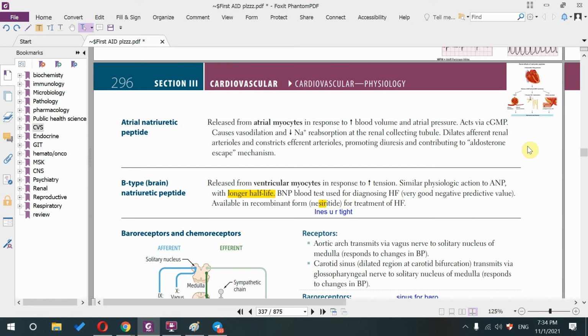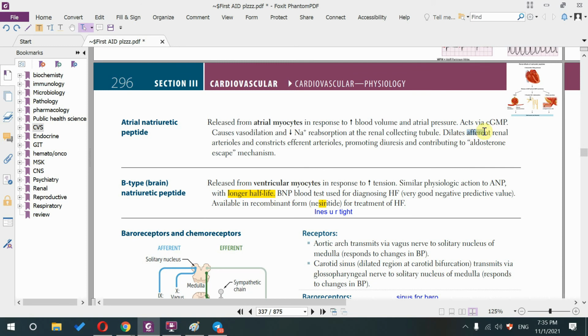It also decreases reabsorption of sodium in the renal collecting tubule. So, if it decreases the reabsorption of sodium, you will have more sodium inside of your urine. What will happen to the osmolality of the urine? Osmolality will increase because the higher the amount of electrolyte inside of your urine, the higher the osmolality of the urine goes.